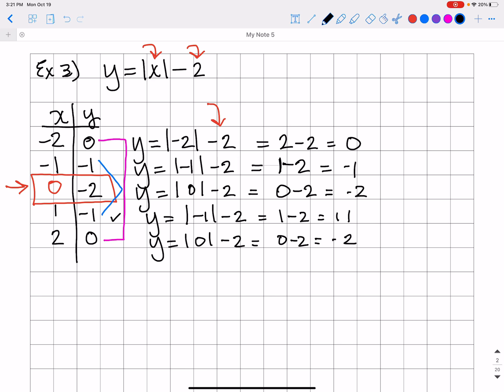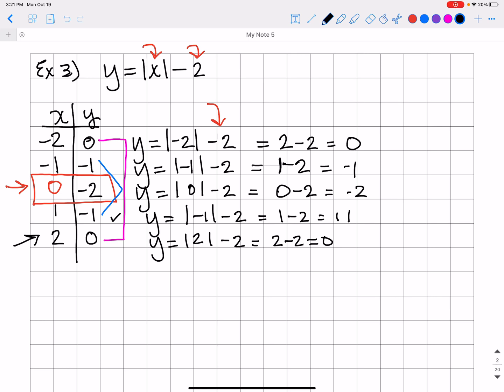Oops. What did I do? Sorry, I plugged the wrong thing in. That was my fault. I wasn't supposed to be plugging a 0 in. I was supposed to be plugging a 2 in for x. So a 2 in for x, 2 minus 2 equals 0. Sorry, I was looking at the answer to be 0, and I was plugging 0 in.